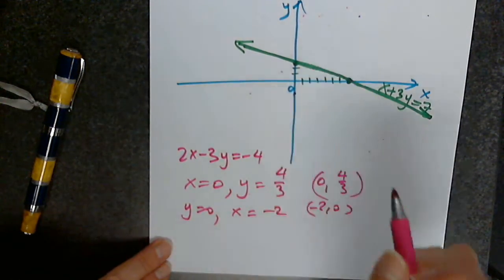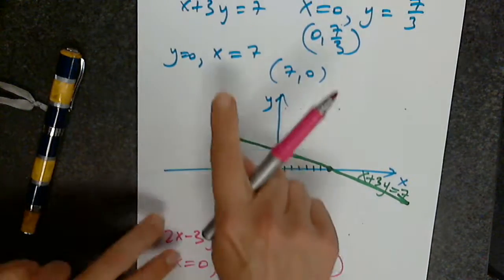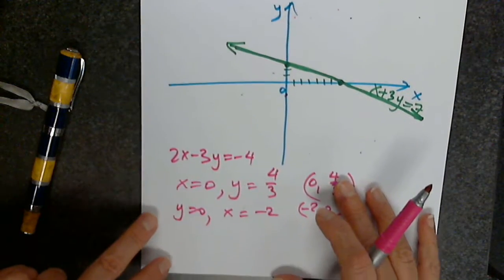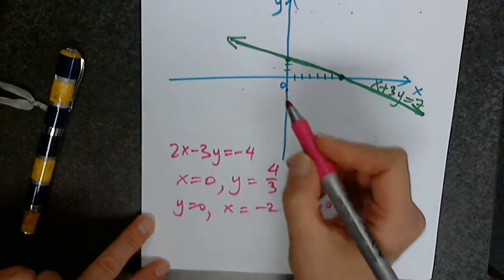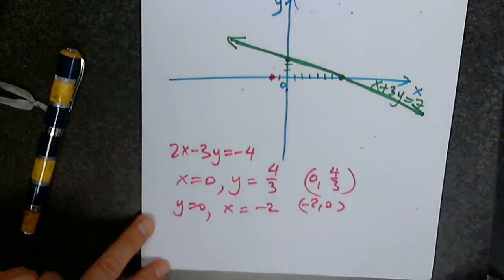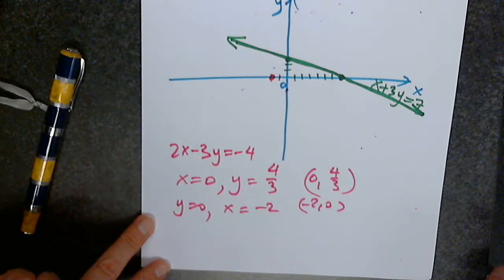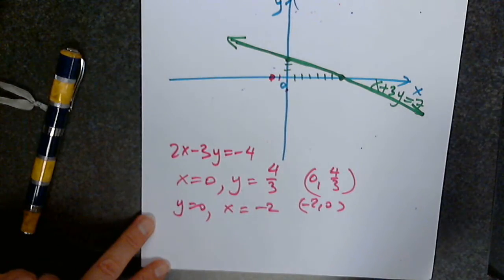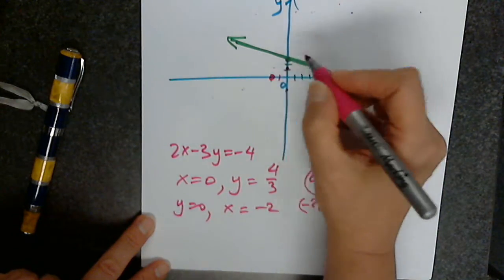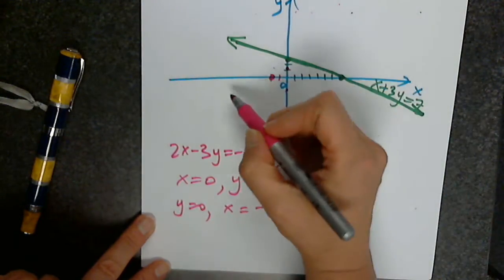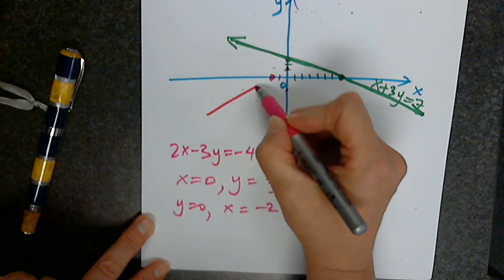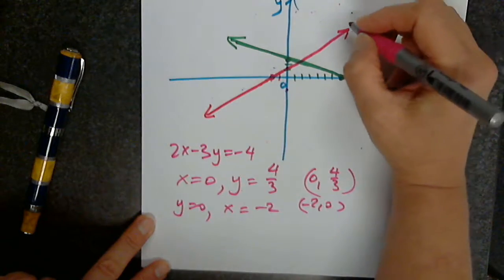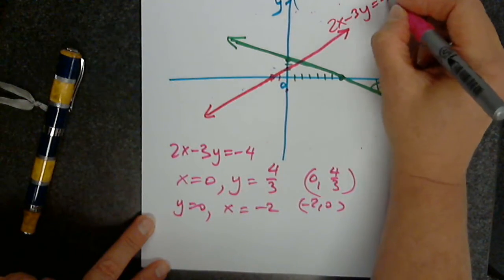What do you say? Here. Here. Okay. So negative 2, 0. And 4/3 is a little bit more than 1. Very hard for me to graph something like this with a marker and show you and so forth. So this is 2x minus 3y equals negative 4.